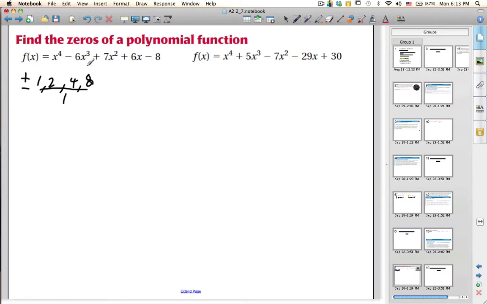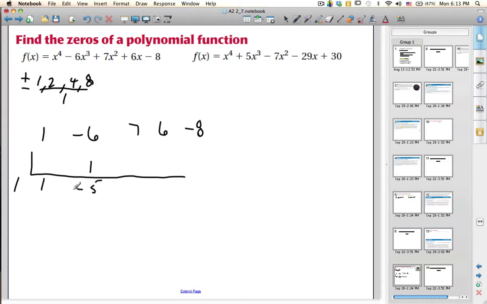I would probably, with a fourth degree function, go right to synthetic division. I have 1, negative 6, 7, 6, negative 8. Fourth, third, second, first, and 0 power. I've accounted for them all. And now I might start testing. If I add down, I find 1 times 1 is 1, negative 6 plus 1 is negative 5, times 1 is negative 5, plus 7 is 2, times 1 is 2, plus 6 is 8, times 1 is 8, negative 8 plus 8 is 0, so 1 is a solution.